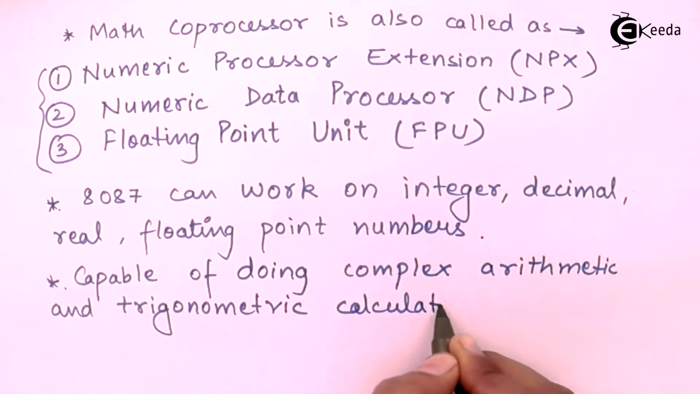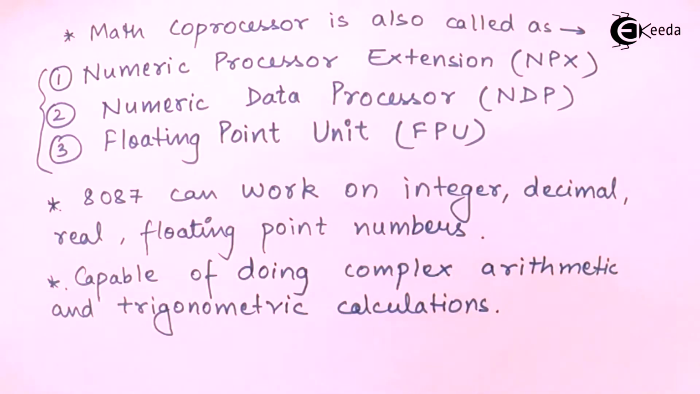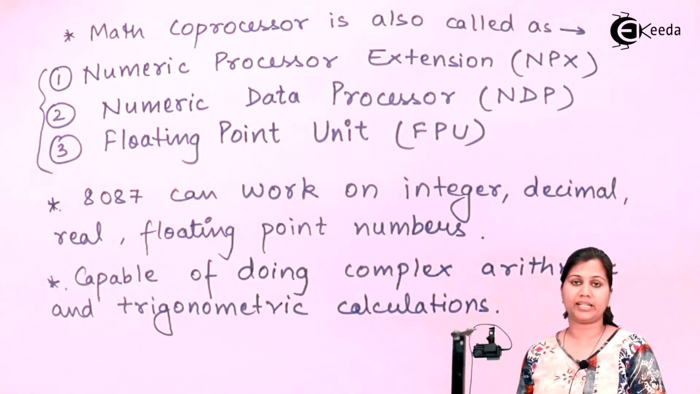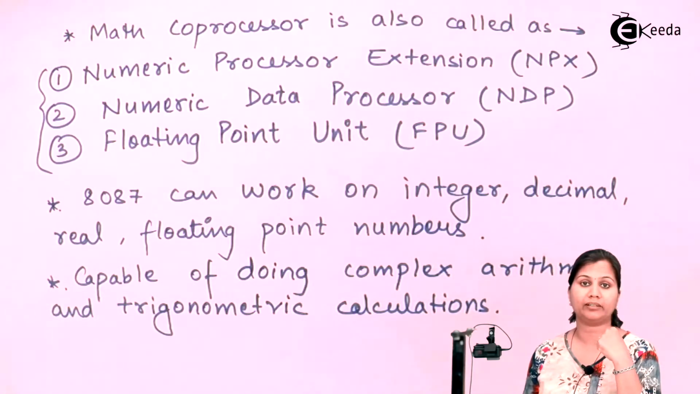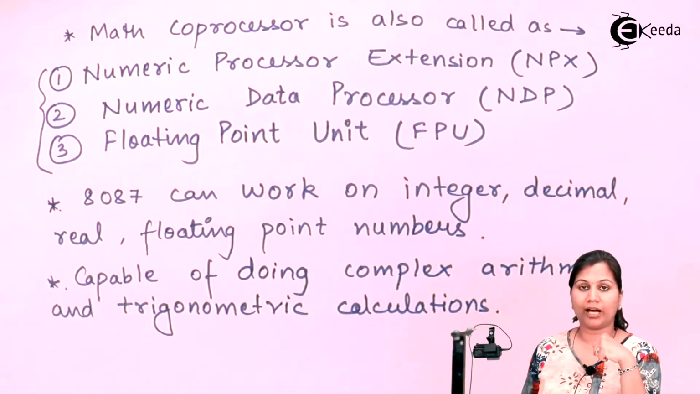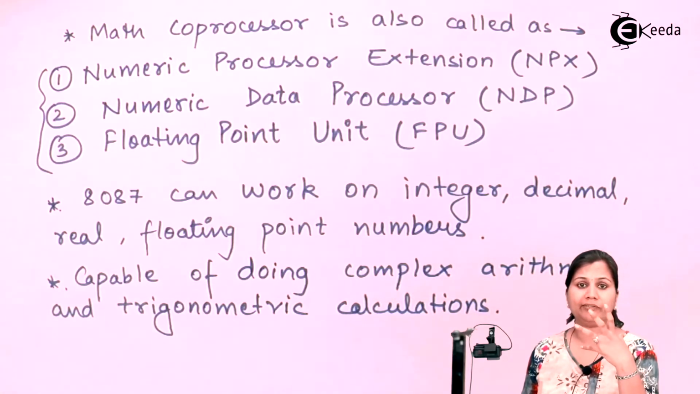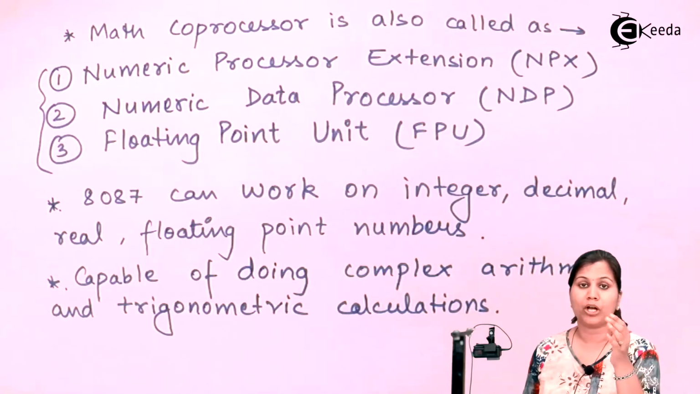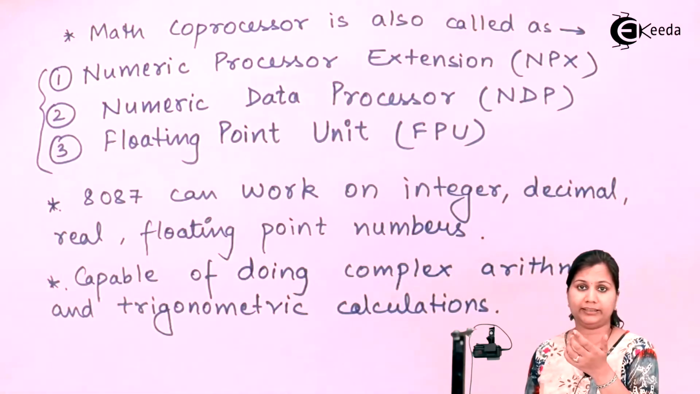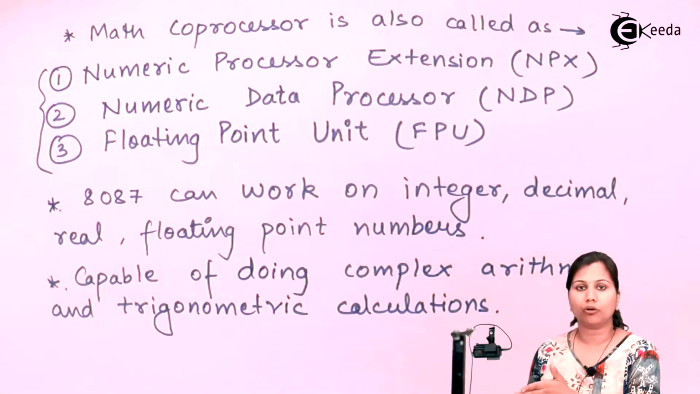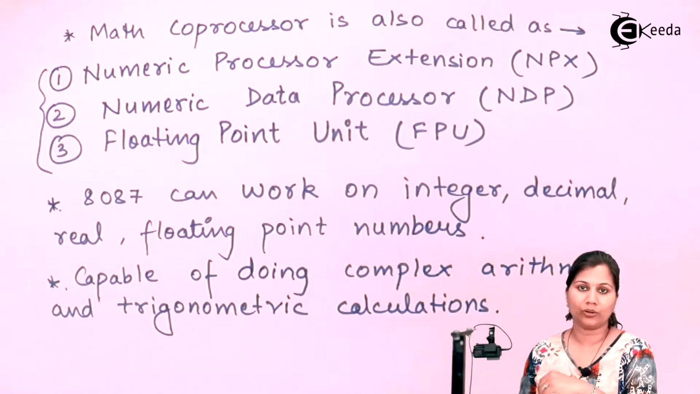calculations. Because we know that with the microprocessors 8086 and 8088, there are some programs in which we have to find the sine of any angle, or calculate trigonometric identities, or logarithmic values, and we have to deal with large numbers also. For that, the 8086 and 8088 microprocessors are not capable of calculating them. So for that we need the coprocessor, which is the 8087.